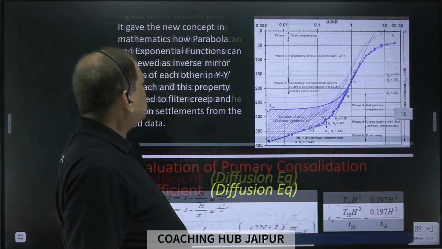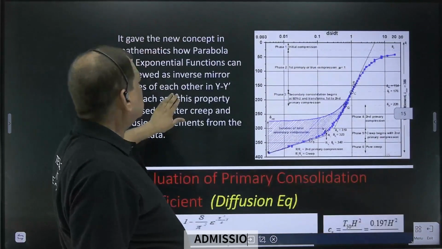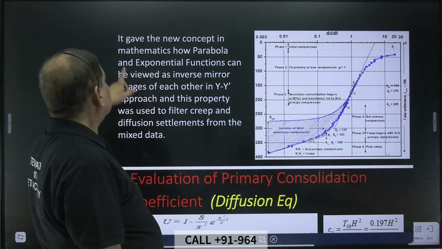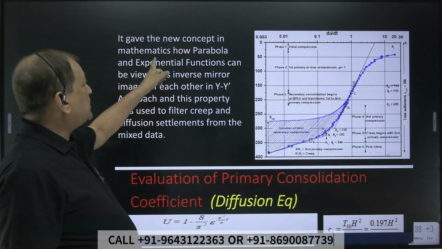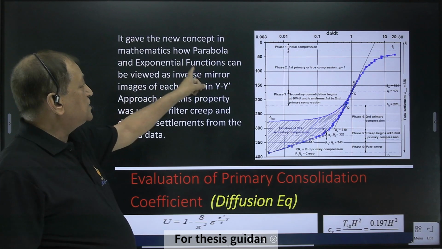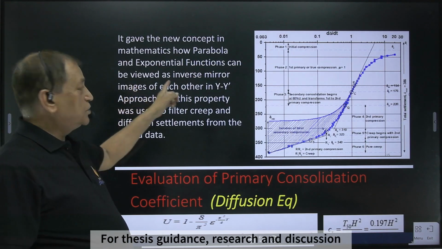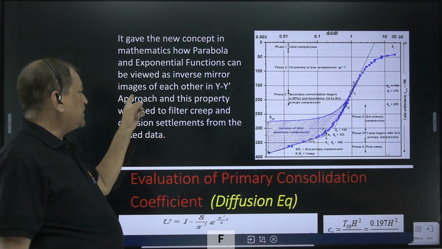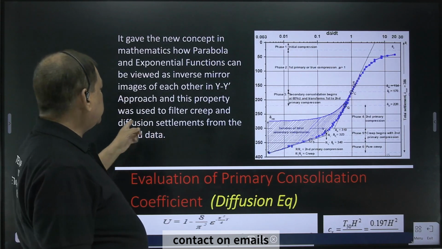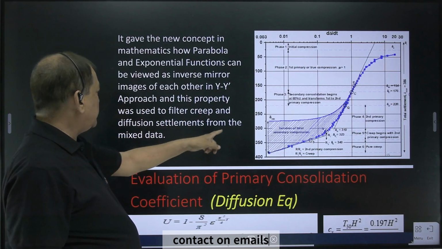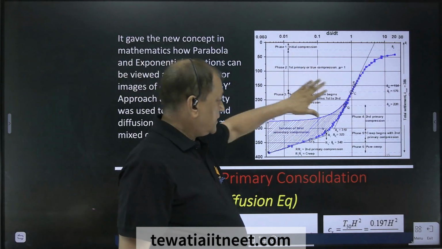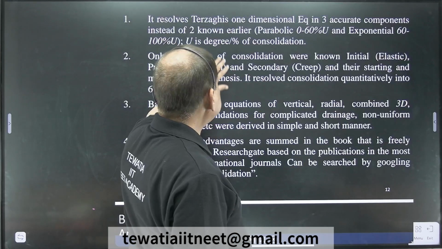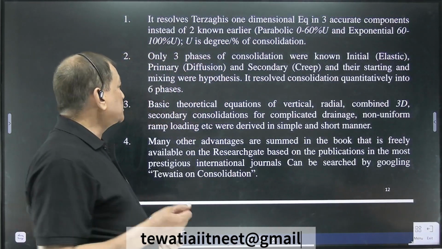So earlier in mathematics, it was not the concept that when we plotted this, it comes as an inverse image of this. It gave the new concept in mathematics, how parabola and exponential functions can be viewed as inverse mirror images of each other in YY dash approach. And this property was used to filter creep and diffusion settlements from the mixed data here. So this is one of the examples of how it gives more resolution power.